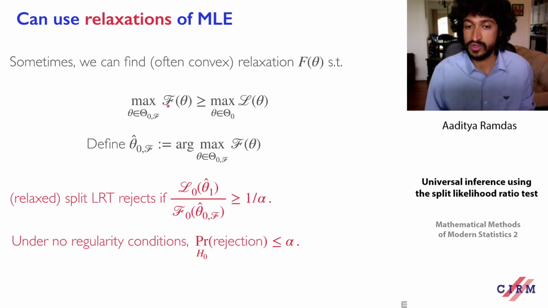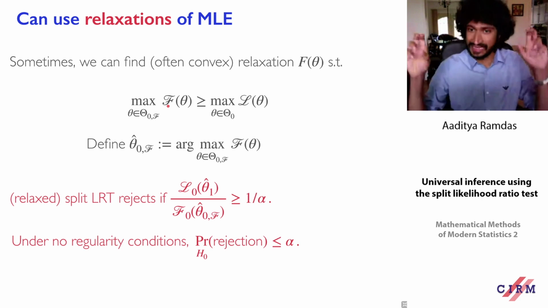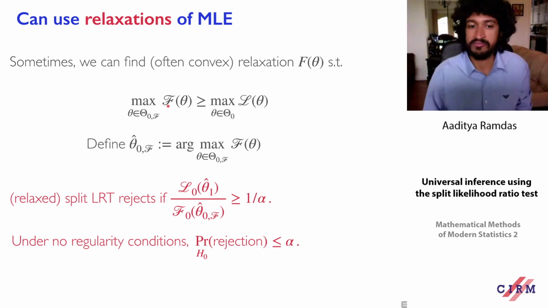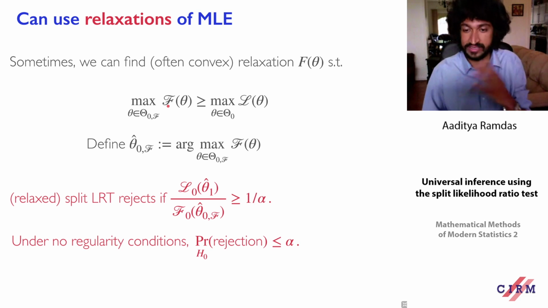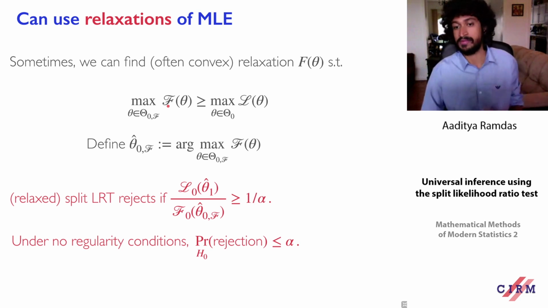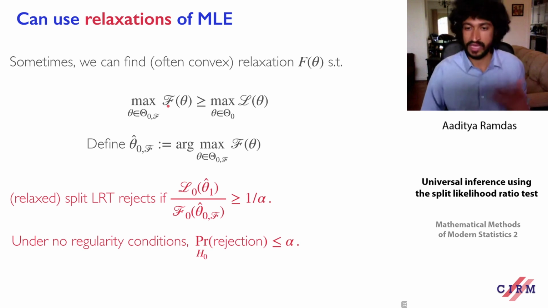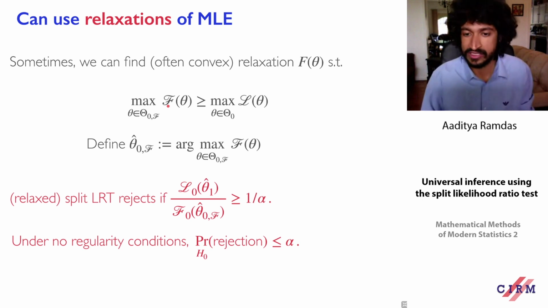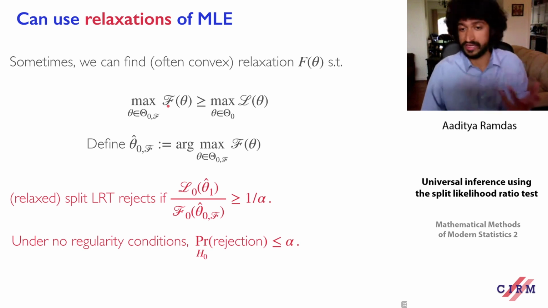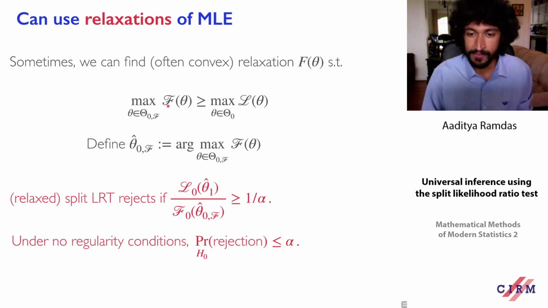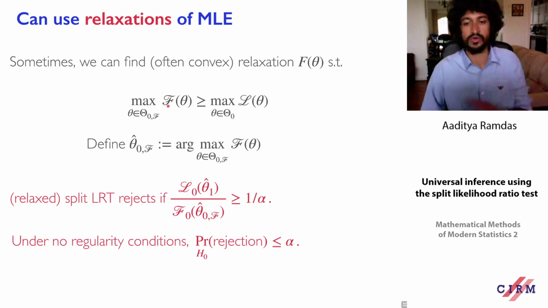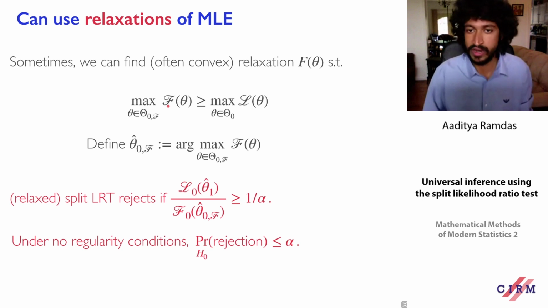And as long as you achieve a larger value, we're going to call that a relaxation. So you can call theta hat 0 F the maximum relaxed likelihood, and then you can use the relaxed split likelihood ratio test as I've defined over here, which might be more suitable in settings in which computing the MLE is computationally hard. So an example would be the stochastic block model, for which we know that there are semi-definite programming relaxations which could be efficient, but maybe the original MLE problem is harder. Okay, and again, the same guarantees go through. Under no regularity conditions, we have type 1 error control.